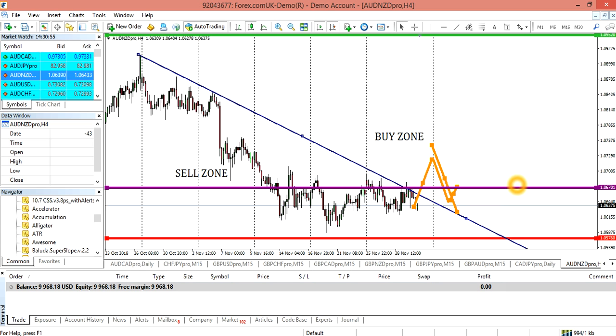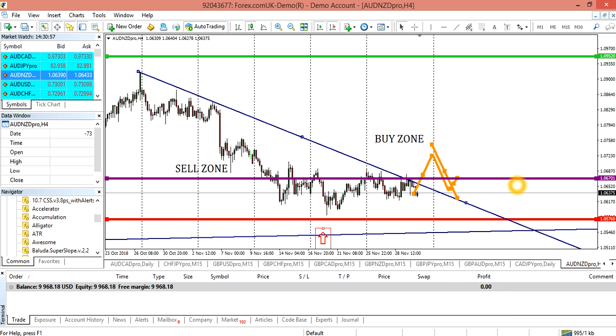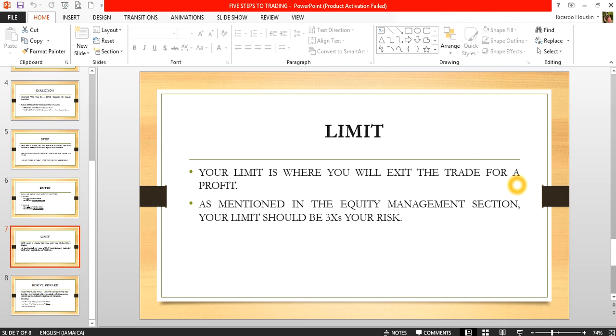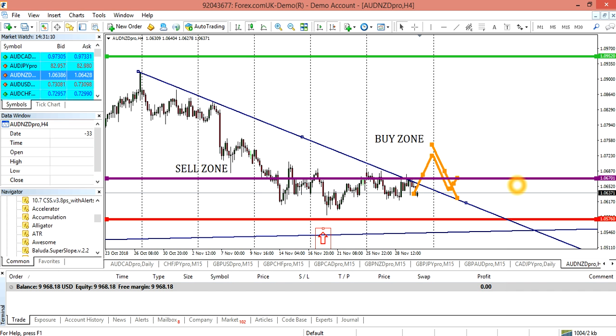So I'm going to hold the trade until it either hits my stop or goes to my limit. So that's what we consider. So that is my entry. My limit, as I mentioned, is 3 times the risk. So that is why my limit is all the way up here. And this becomes your trade plan. Allow the market to enter the buy zone, let it pull back, and then you buy.